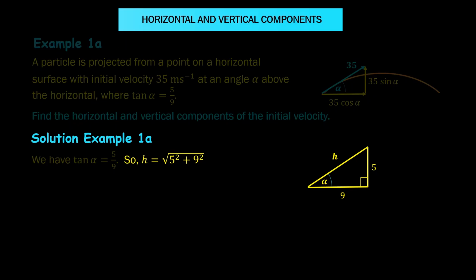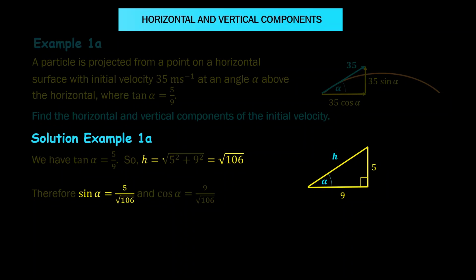we can find the hypotenuse in this right angle triangle. So h equals the square root of 5 squared plus 9 squared. And therefore h equals the square root of 106. This will now allow us to find cos alpha and sine alpha.